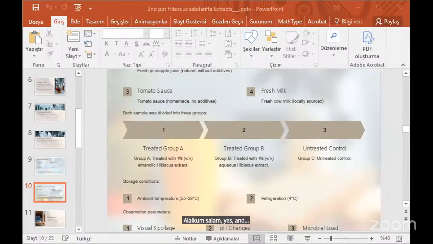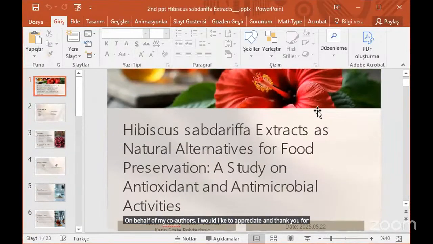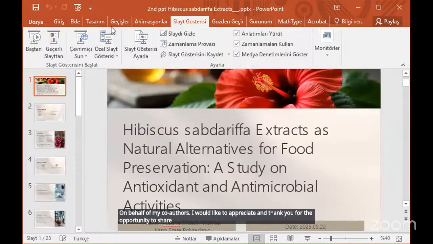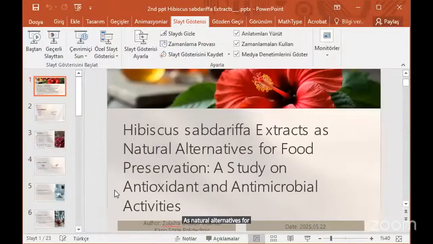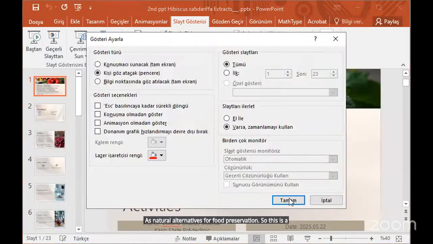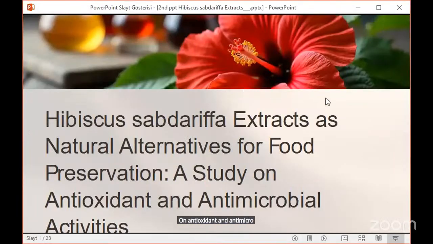I'm Zuleyha Girat Mukhtar. On behalf of my co-authors, I would like to appreciate and thank you for the opportunity to share our study on this platform. Our presentation is titled Hibiscus sabdariffa Extracts as Natural Alternatives for Food Preservation. This is a preliminary study on antioxidant and antimicrobial activities of hibiscus flower.